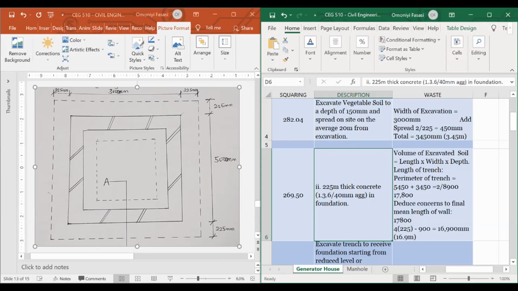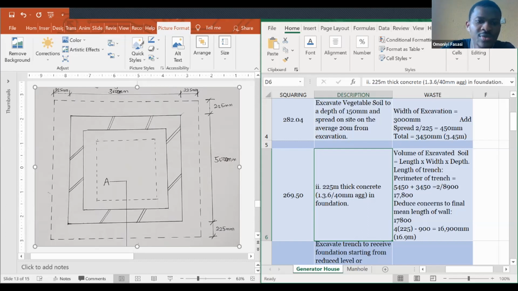Yeah, thank you. So my question, sorry, Nii, but where is that 900 coming from? I think I lost you there. Oh, okay, 225 times 4, like this small extra that we had added before. We are now removing because we don't need them again for the trench we are trying to excavate.